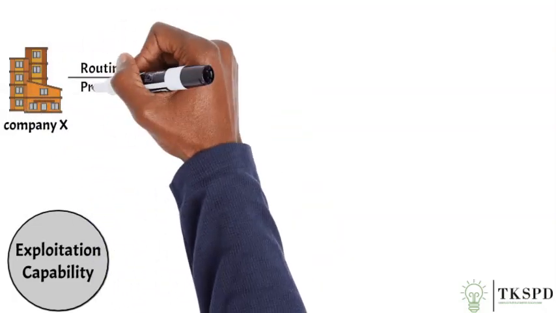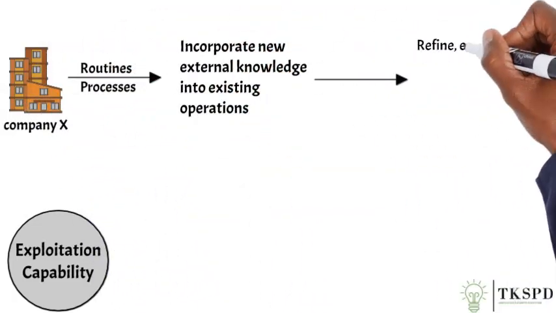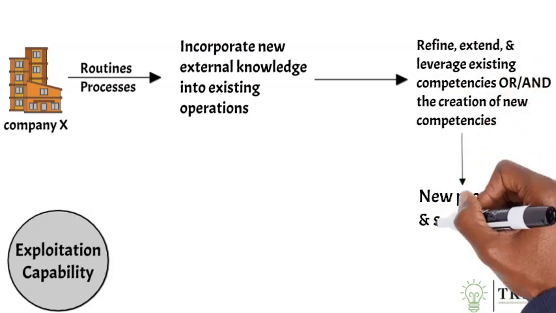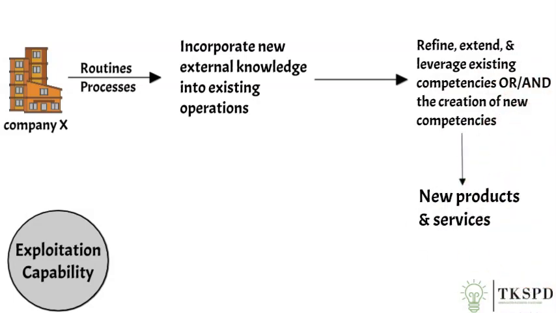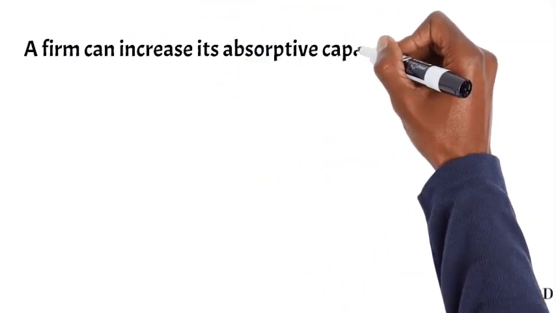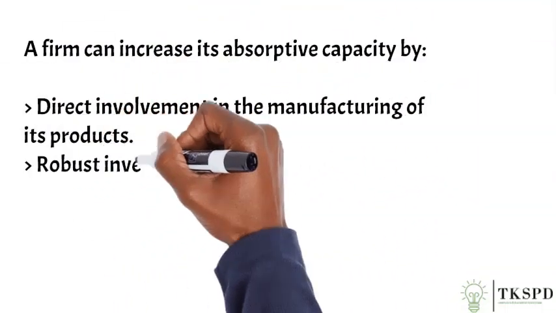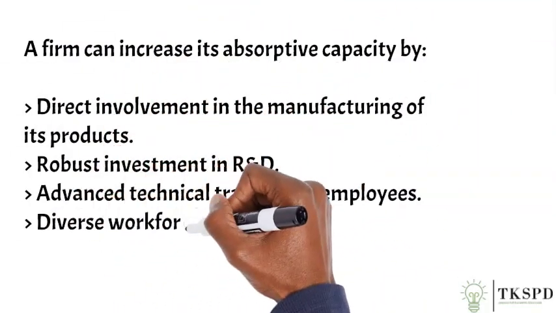Exploitation capability is the ability of a firm based on the routines which allow it to refine, extend, and leverage existing competencies or create new ones by incorporating the newly acquired and transformed knowledge into its operations to create new products and services. Companies can increase their absorptive capacity when they manufacture their own products directly.